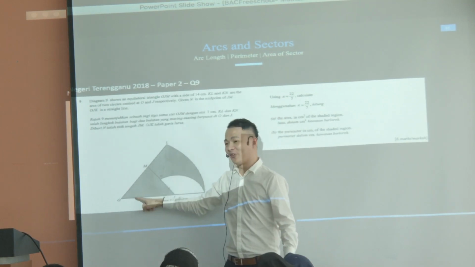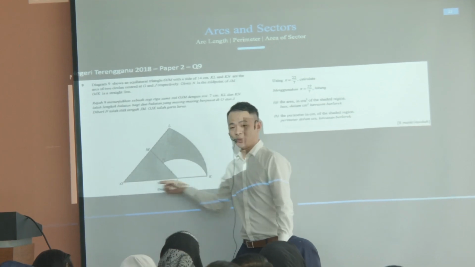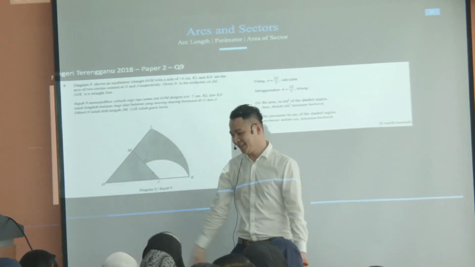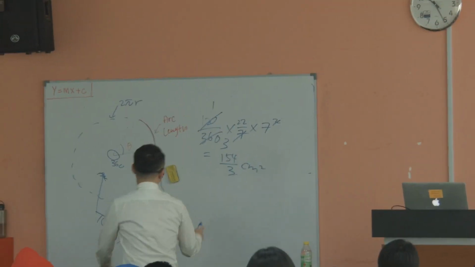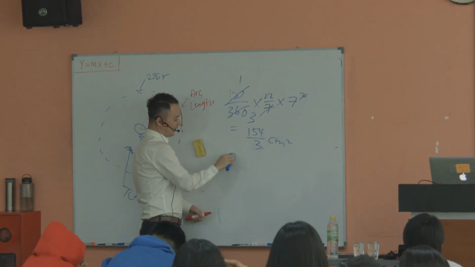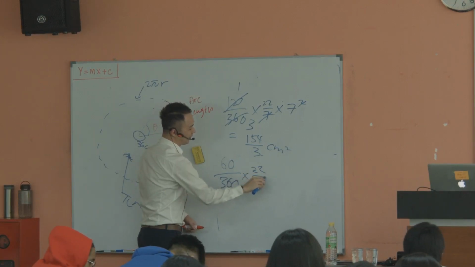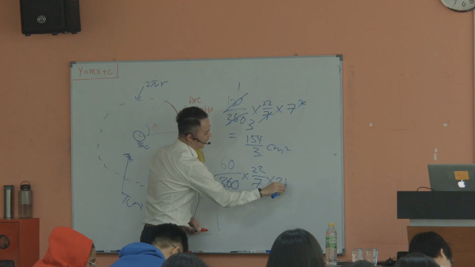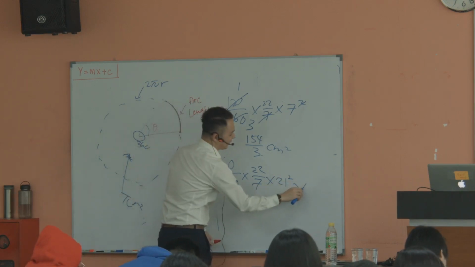And this angle over here will be 60. So for this sector, I have r is 21 and the angle is 60. Then I can just find it. So basically what I will do over here is 60 over 360 multiply pi r square, with 21 square, and then you type in the calculator, you will get one answer here.